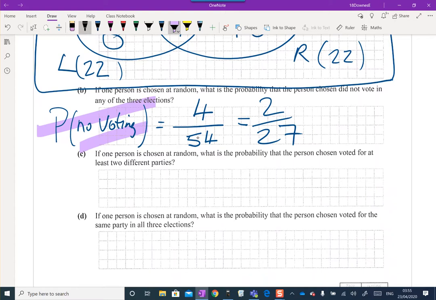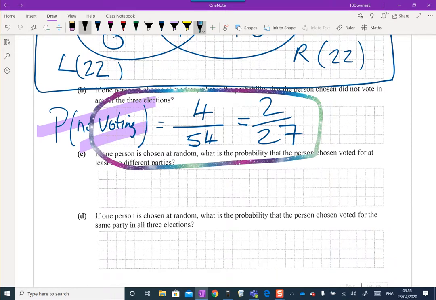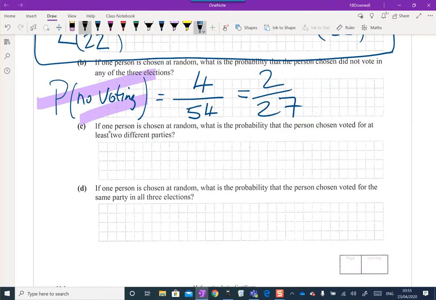By the way, if it's very short answers, you don't have to put boxes around everything. You can, but we don't have to. And now I've gone and messed up myself here, so I'll take that away. If one person is chosen at random, what is the probability that the person chosen voted for at least 2 different parties? Now, by the way, this chosen at random, what is the probability?